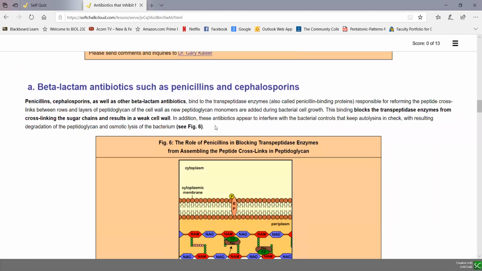Now let's take the example of the penicillins and the cephalosporins, two of our most widely used groups of antibiotics. Penicillins and cephalosporins, as well as other beta-lactam antibiotics, bind to the transpeptidase enzyme. In fact, that enzyme is sometimes called the penicillin binding protein because that is the enzyme that penicillin binds to inhibit peptidoglycan synthesis. But remember, the transpeptidase enzyme is responsible for reforming the peptide crosslinks between the rows and layers of peptidoglycan to make the wall strong.